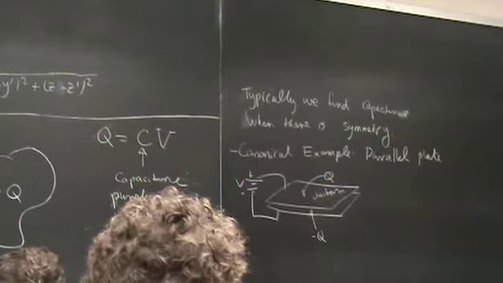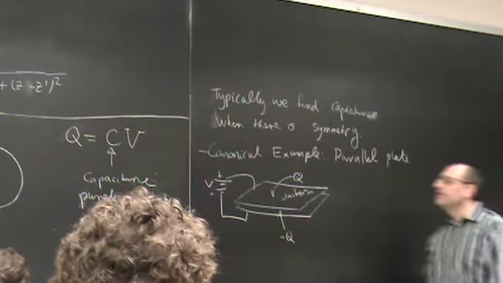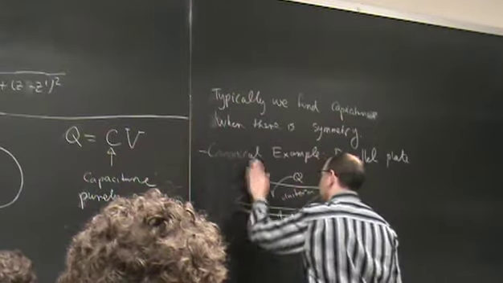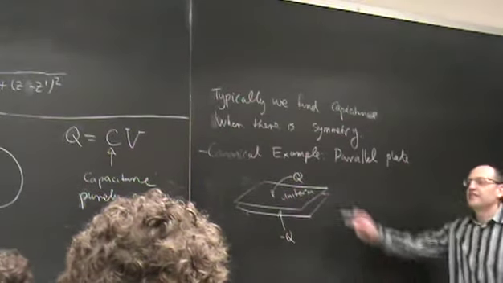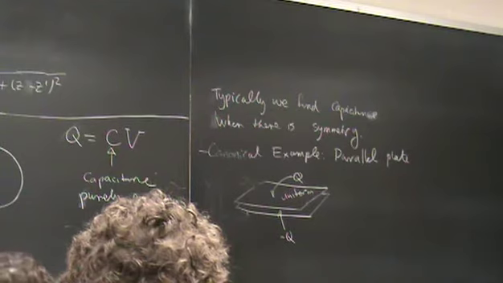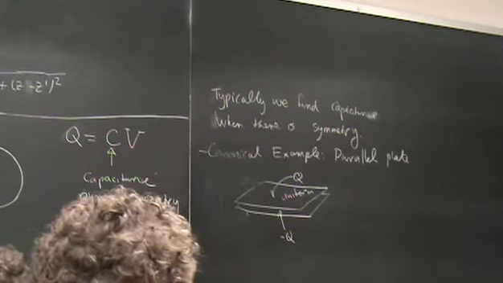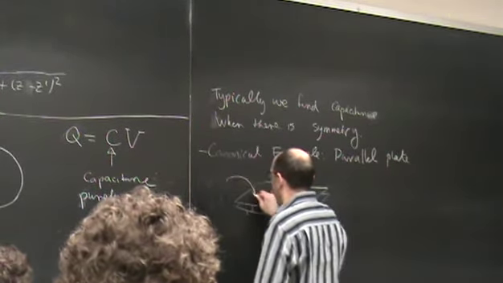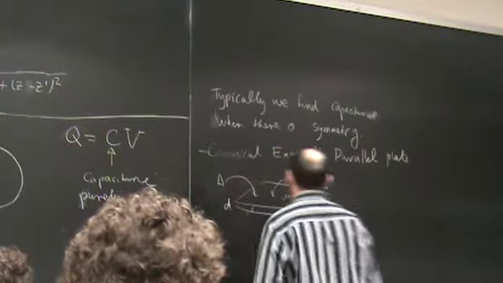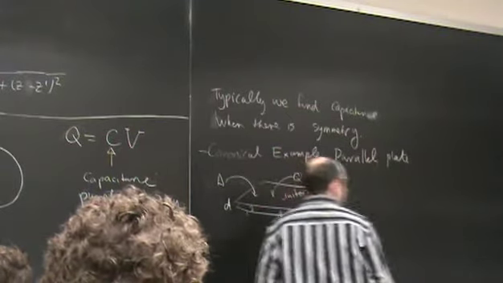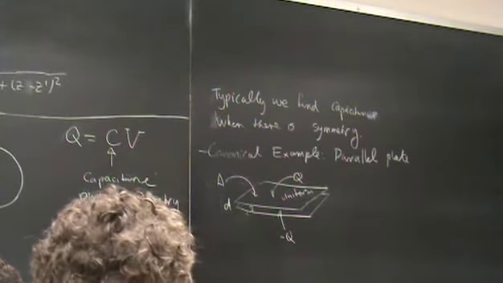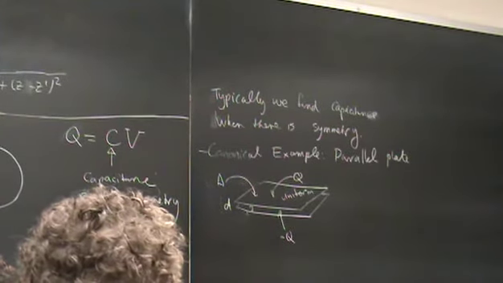So now I ask you, suppose I didn't have the boundary here and I just had two parallel plates with equal and opposite charge uniformly distributed on those planes. Each plane has an area A, and the distance between the planes is D. What is the potential difference between those two planes?